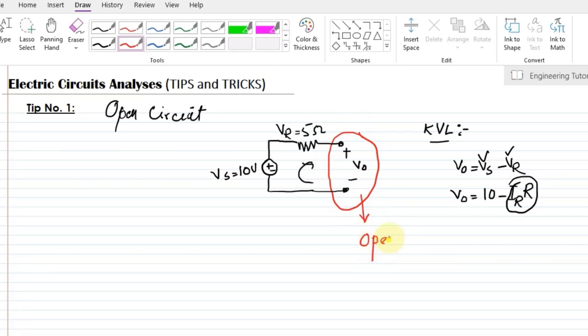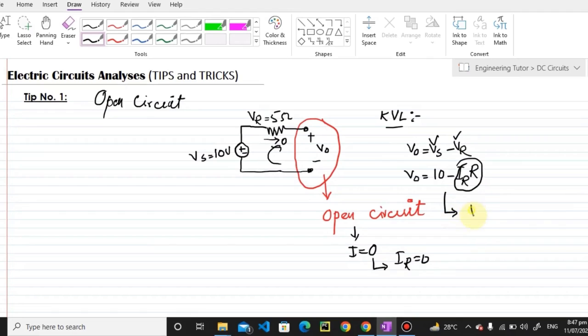In any open circuit, the value of current is always zero. So when the current here is zero, the current across this resistor will also be zero. The current IR will also be zero, as there is no current flowing through this circuit. Therefore this formula will give me V naught equal to 10 minus 0 multiplied by R, which will ultimately give me the value of 10 volts.